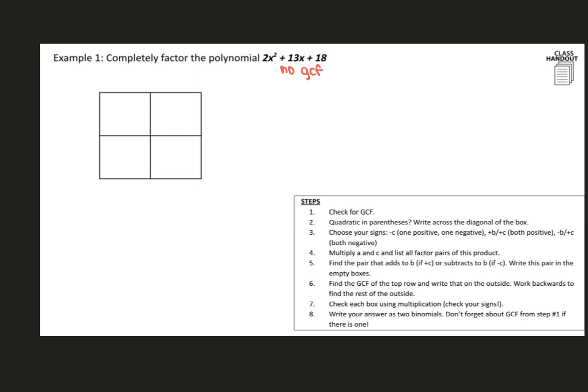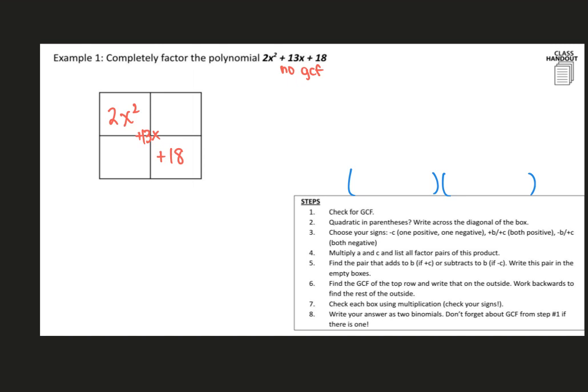So since we have a quadratic here, we're going to write that across the diagonal of the box. So we know that our x squared term goes here, our 13x goes in the middle, and then our constant term goes in the bottom right-hand side. All right, so next thing we're going to do is figure out what our answer is going to look like. So we know our answer is going to be two binomials. There's no GCF, so there's nothing written out in front. And we're going to see what our signs are going to be.